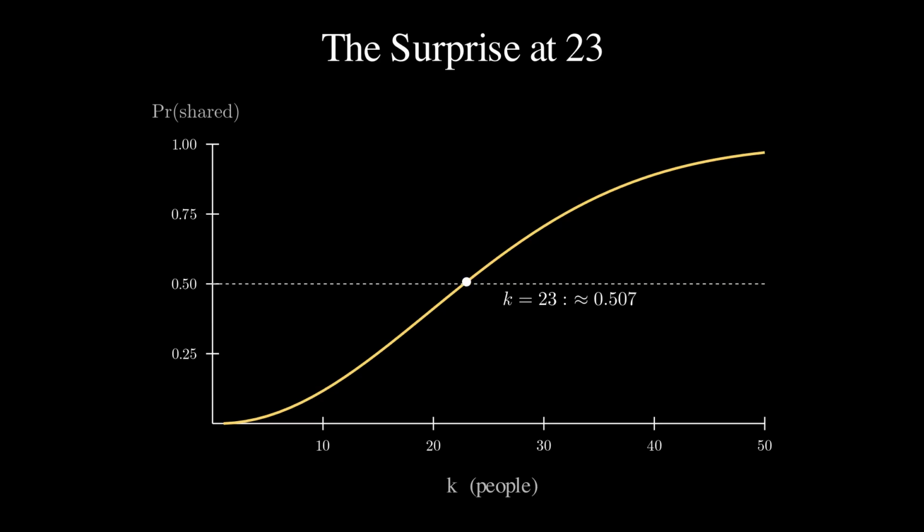The surprise comes from a swap. People imagine the chance that someone shares their particular birthday, which grows far more slowly, instead of the chance that any pair matches. And that is the chapter.